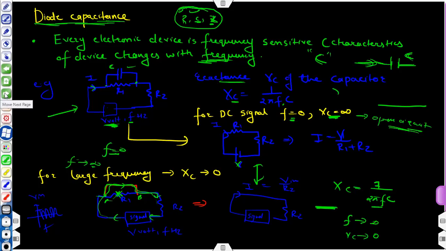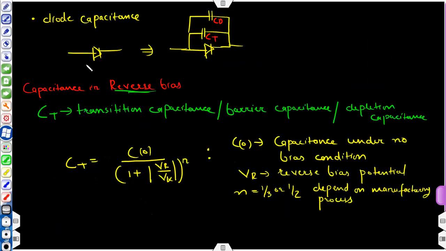Okay, so now coming to our diode, this is the device of interest. Till now we were operating it on DC voltage. So this is the equivalent circuit. It exhibits some capacitances CT and CD. We will see what is meant by CD and CT.